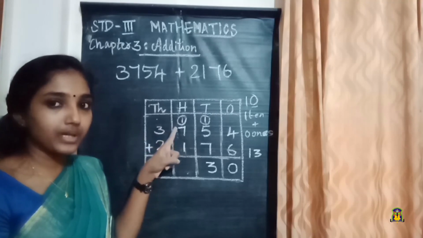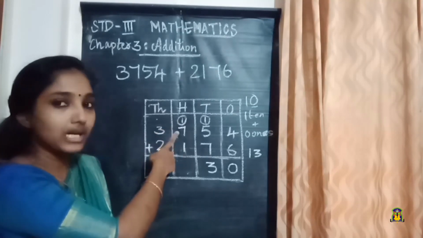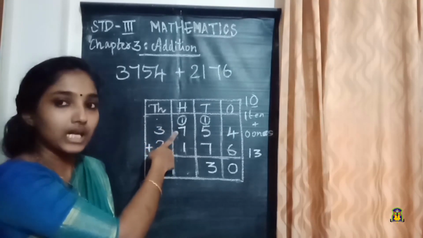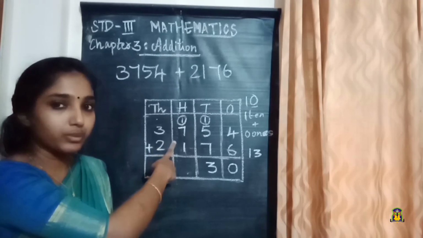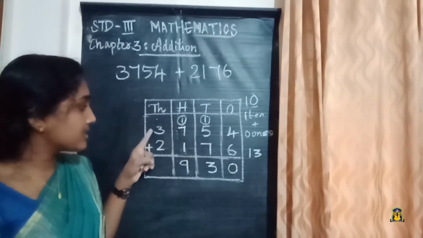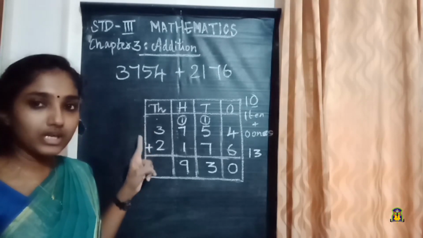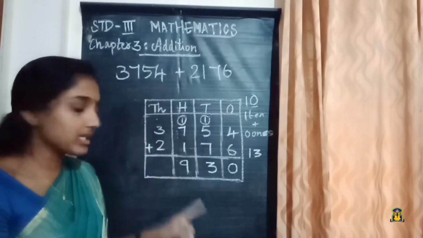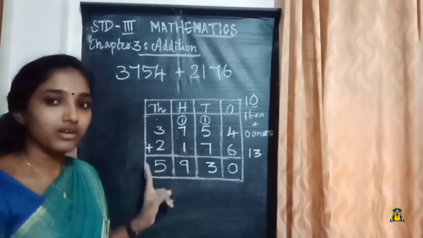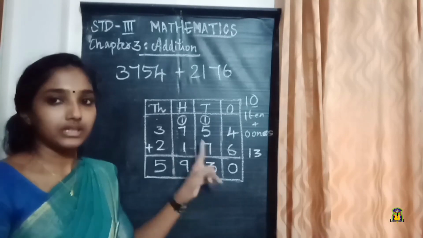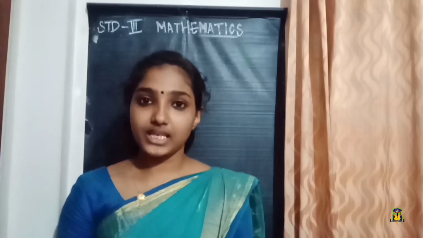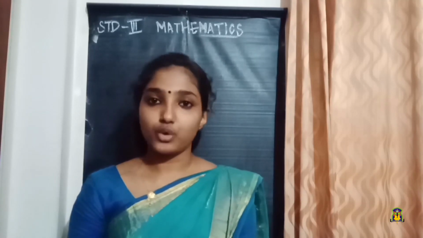So in hundreds place, we have 1 plus 7 and again a 1 is there. So 1 plus 7 is 8 and 8 plus 1 we will get 9. Okay, and in thousands place it's 3 plus 2. Adding 3 plus 2 we will get 5. So we got the final answer as 5930. Okay. So today in this class we studied the operation addition of 4-digit numbers.